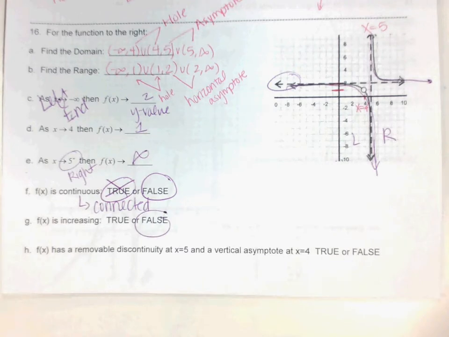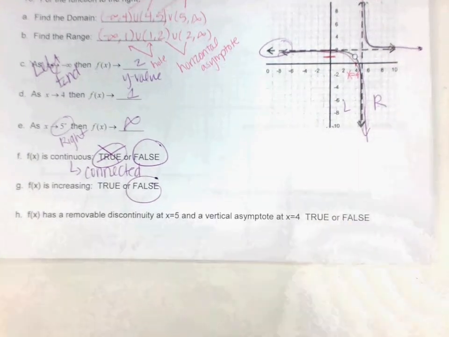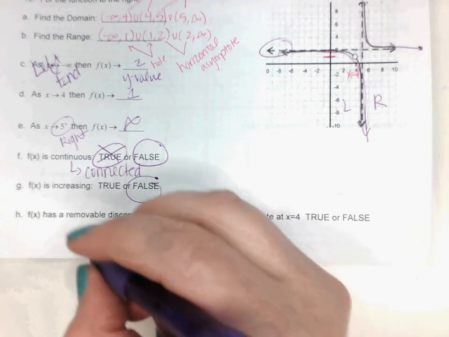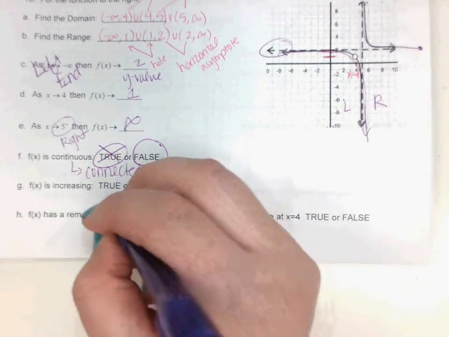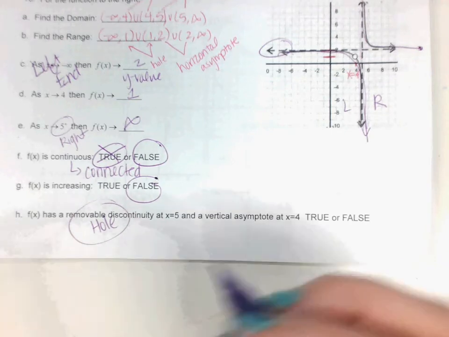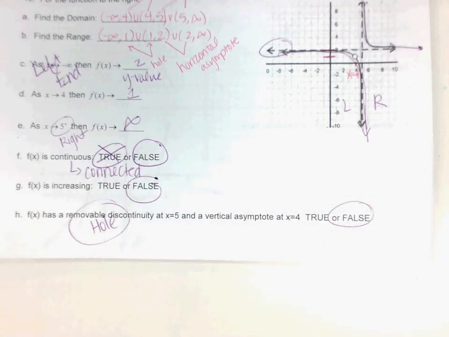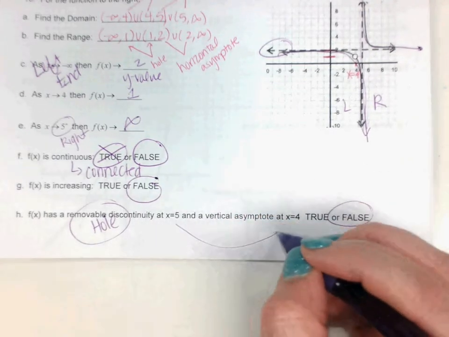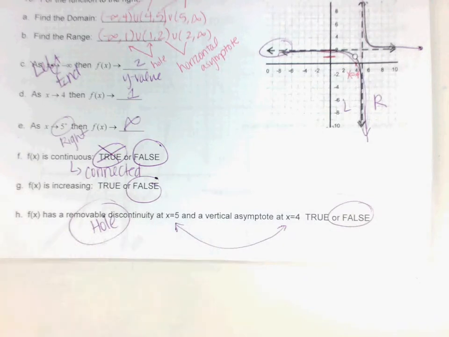It should be decreasing. Okay, then last one says f has a removable discontinuity at 5. What is a removable discontinuity? A hole. Remember, those are the same. Do I have a hole at 5 and a vertical asymptote at 4? No. They got it backwards. That's false. These should be backwards and then it will be fixed. The hole is at 4, the asymptote is at 5. Turn the page.